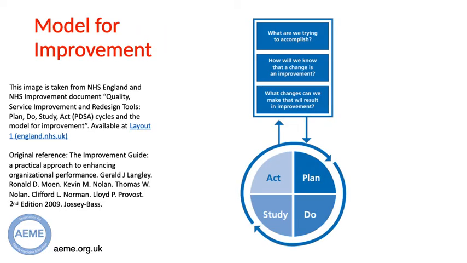The model for improvement was first produced by Langley et al. in their document entitled The Improvement Guide. It is a commonly used model which gives a clear methodology of how to conduct your quality improvement project.